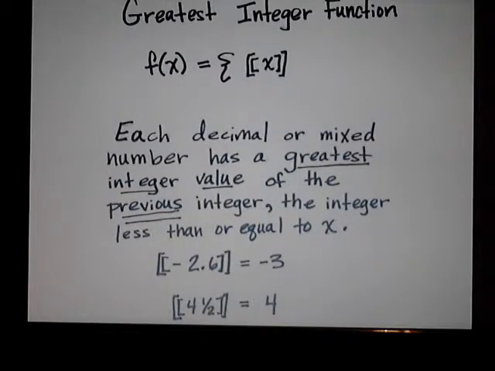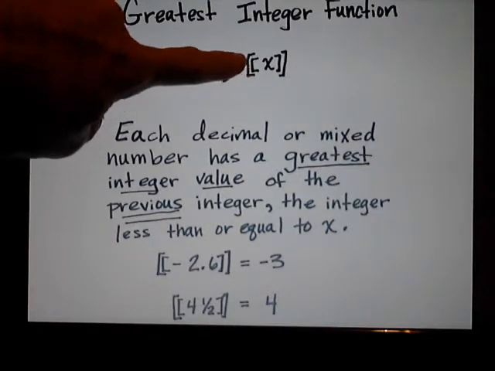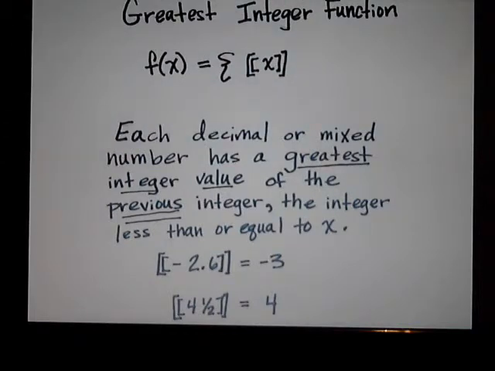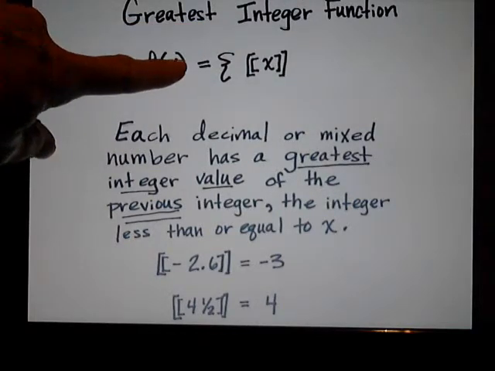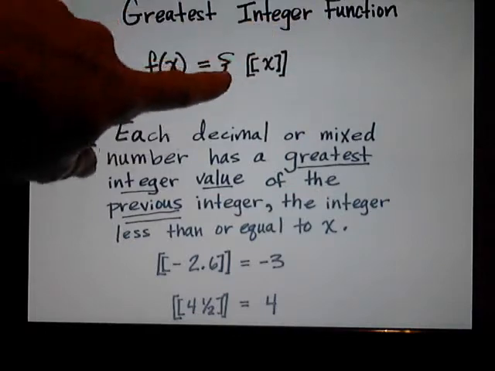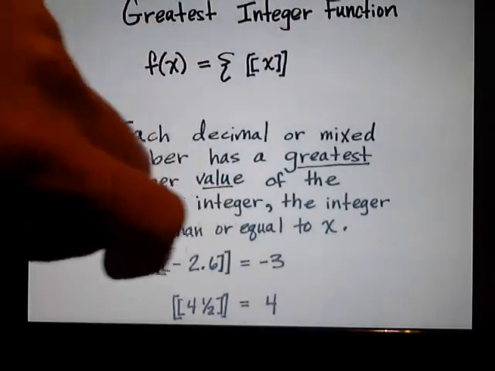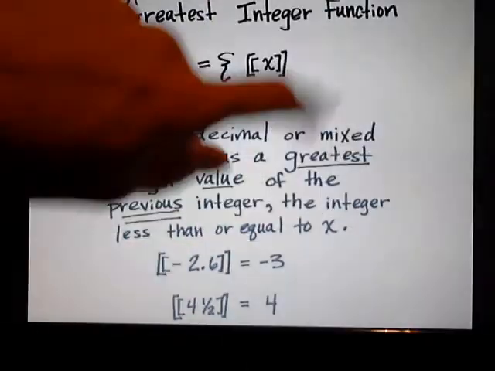Then we have this strange thing called the greatest integer function, and we will practice that. Each decimal or mixed number has a greatest integer value of the previous integer, the integer less than or equal to x. So this is the notation. It's got a double bracket. If you see f of x equals this, that's exactly what it is. The only other thing we could do would be minus something or plus something.